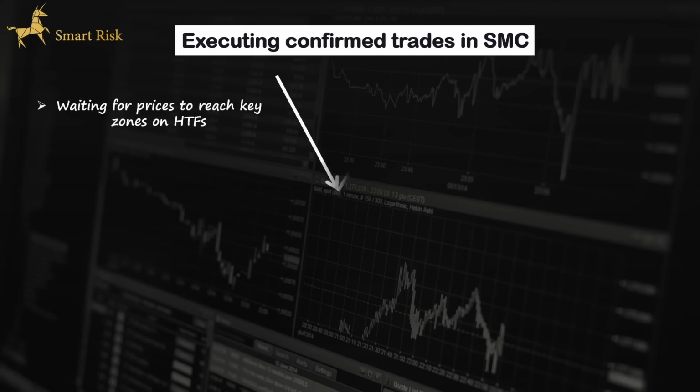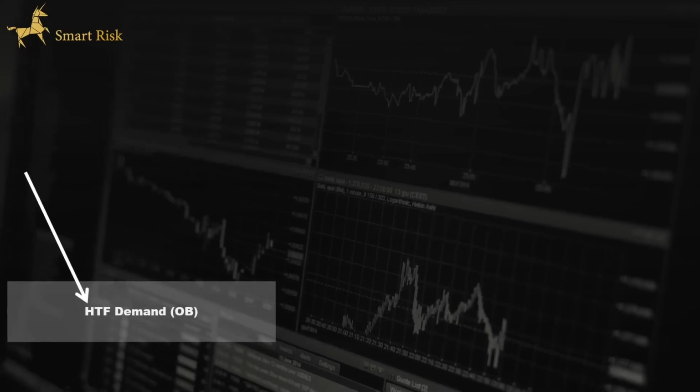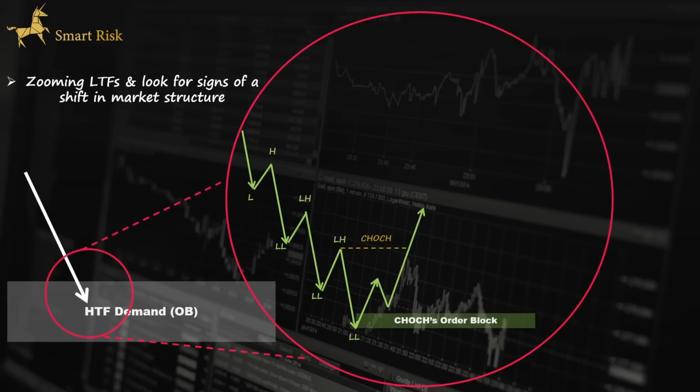For example, we consistently wait for prices to reach key zones, such as the supply or demand zones on higher time frames. Next, we zoom into lower time frames and look for signs of a shift in market structure, such as a change of character pattern. For example, we wait for the price to break and close above this structure. Subsequently, we consider executing a trade on the pullback.